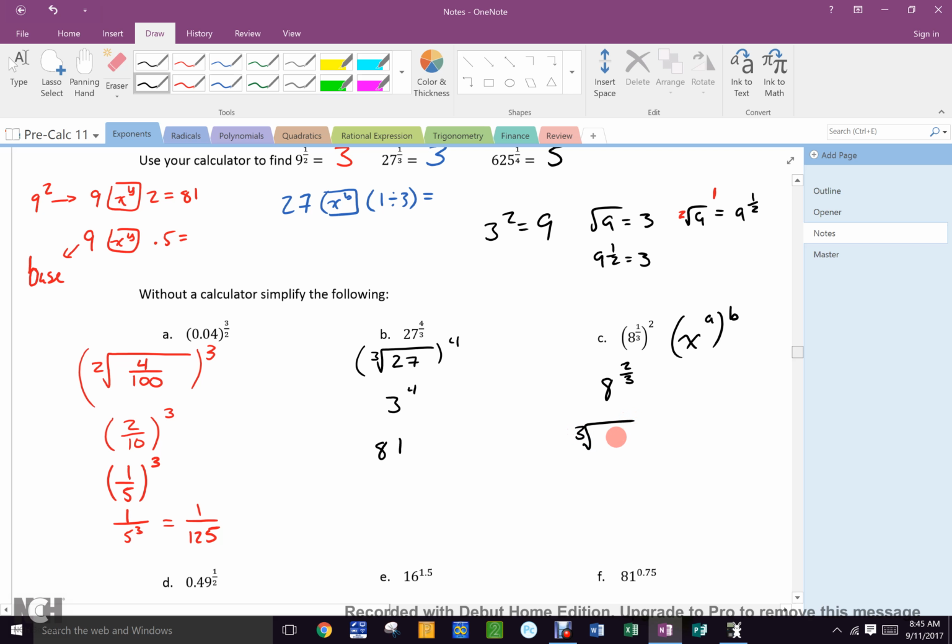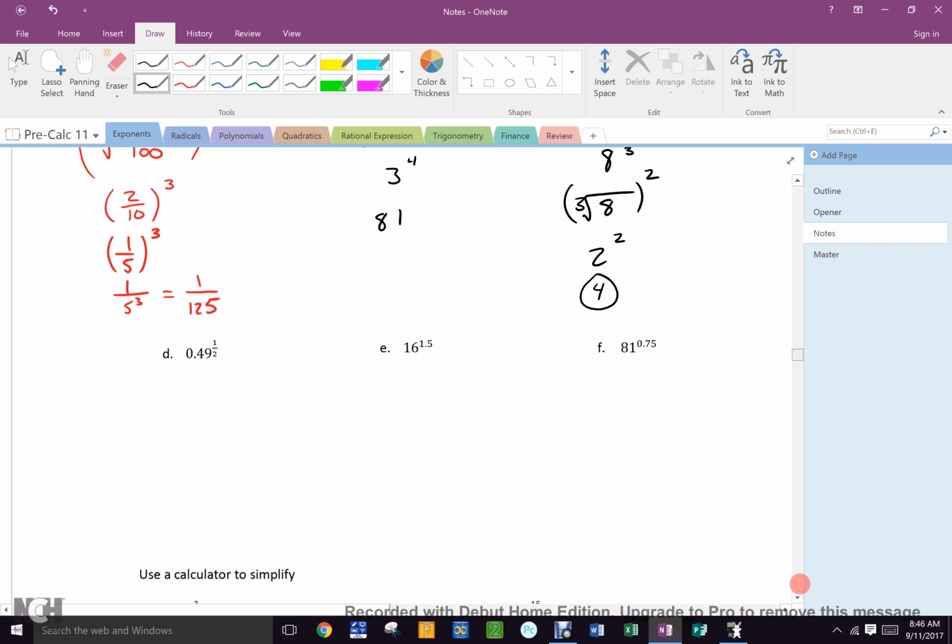Cube root of what? 8 to what power? He waited patiently. 2, because we have a new numerator. What is the cube root of 8? 2. What is 2 squared? 4. Everybody cool? Is anything new happening? Have we done anything new? No. We have changed the way things look.